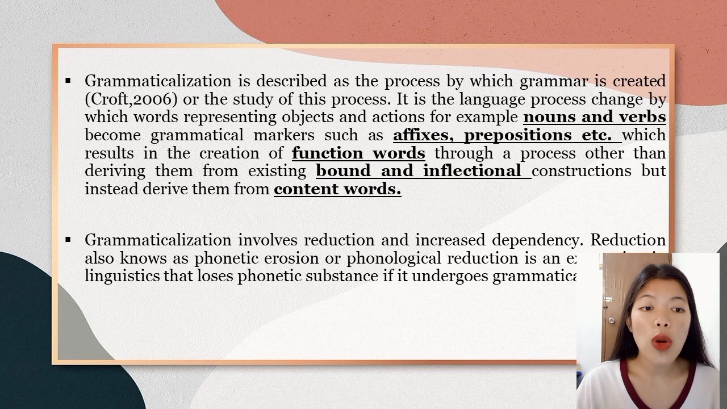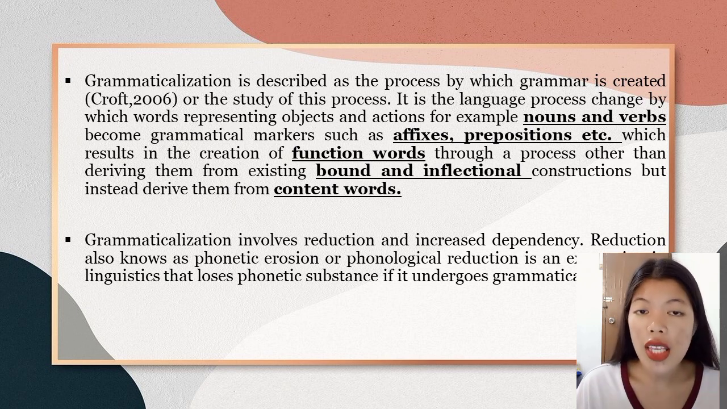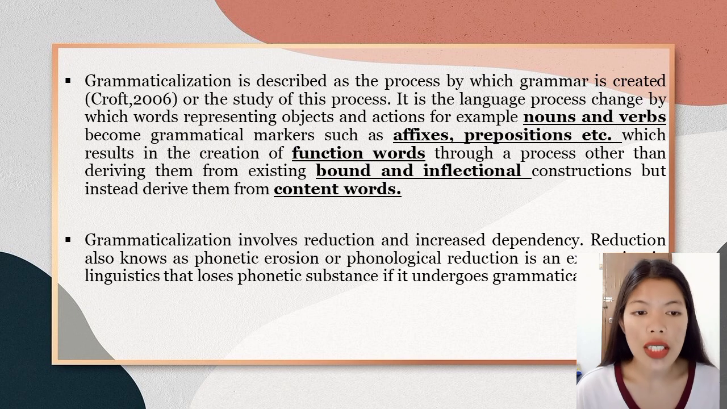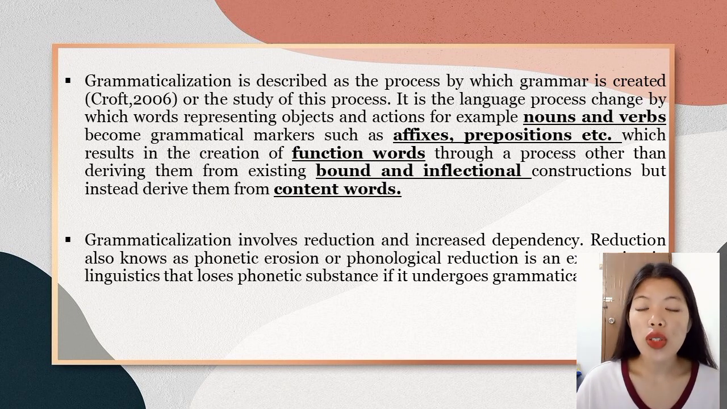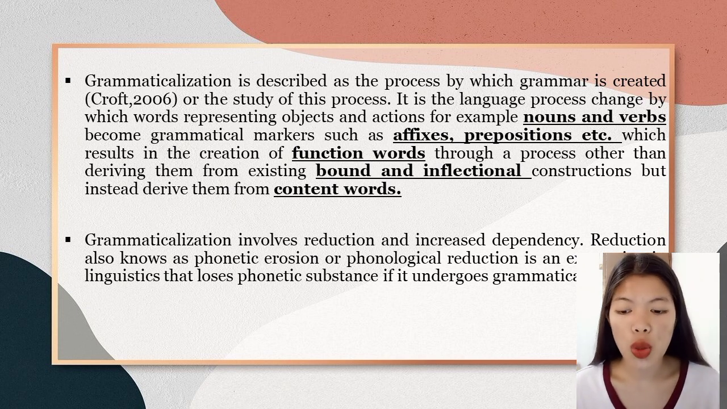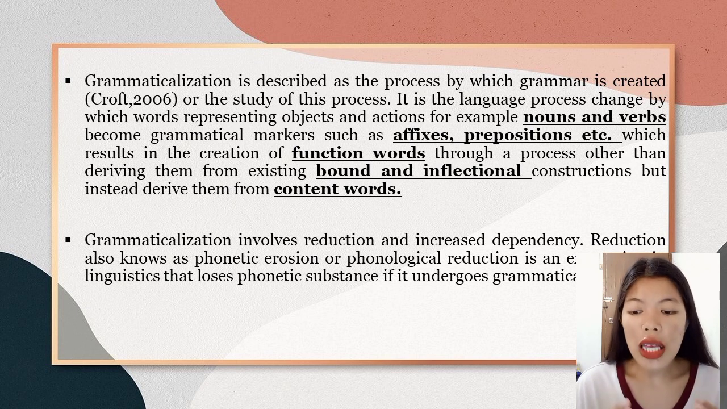It is also the language change process by which words representing objects and actions, for example nouns and verbs, become grammatical markers such as affixes, prepositions, and many more, which results in the creation of function words, not by deriving them from existing bound and inflectional constructions, but instead from content words. For example, the Old English verb willan, which means to want or to wish, has become the modern English auxiliary verb will, which expresses futurity.